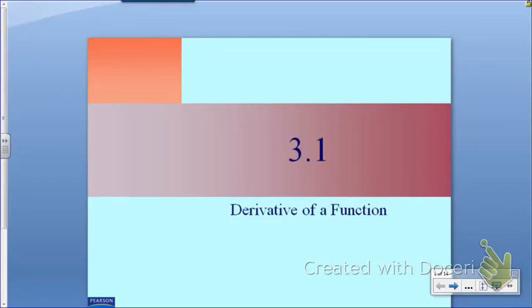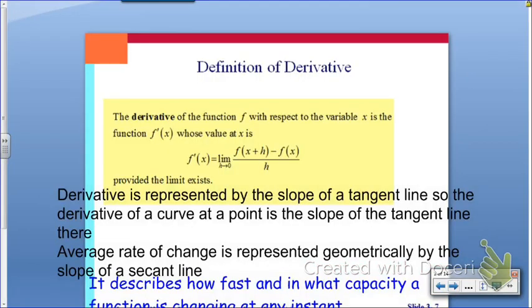The lesson today is on the definition of derivative. A derivative is defined in calculus as the limit as h approaches 0 of f of x plus h minus f of x all over h. The notation is f prime of x, and this is provided that the limit exists.